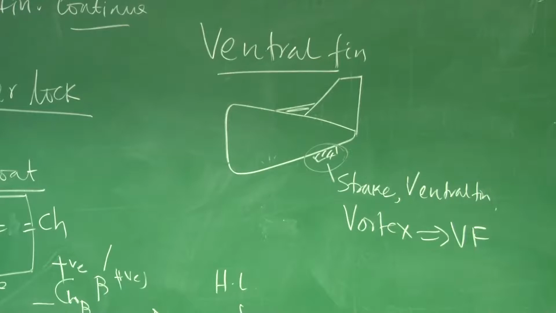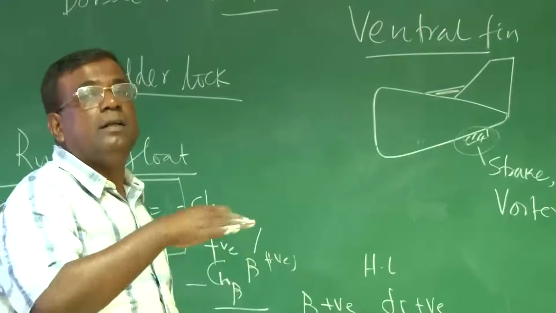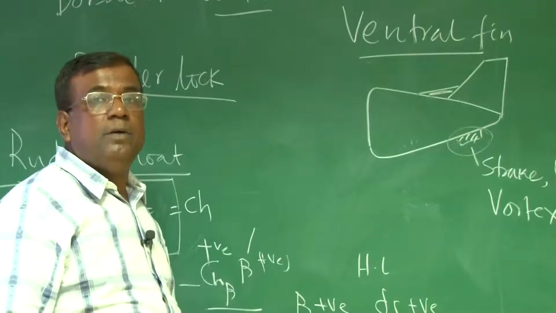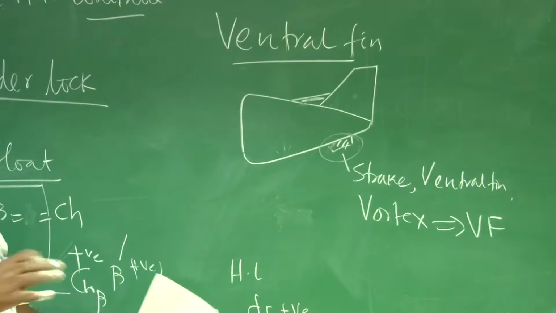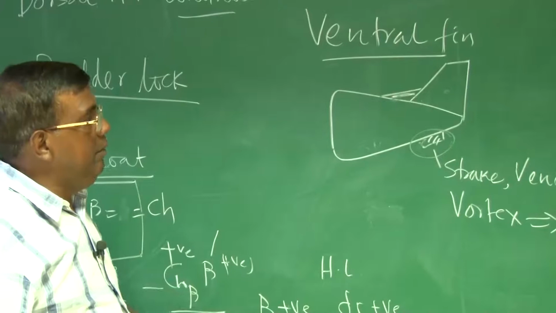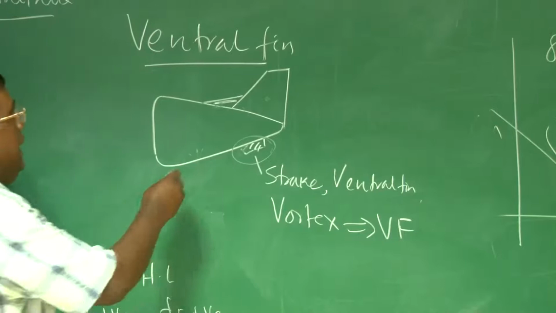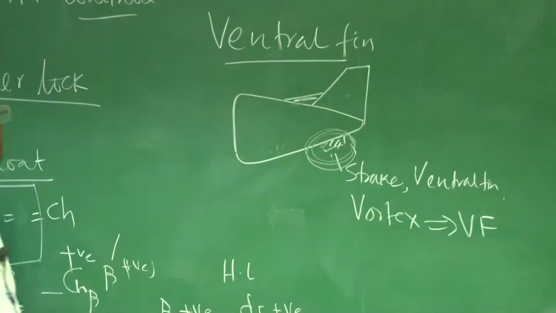Because this one will generate its vortex at high side slip angle. At high side slip angle, there is a decay in the vertical tail effectiveness because it's nearing stall. So generation of vortex from here and here enhances the vertical tail effectiveness in terms of delaying the stall and also increasing the dynamic characteristics. So in many places where only dorsal fin is not that effective, people may put ventral fin. The advantage is at high angle of attack, this ventral fin doesn't get blanketed because of wing wake.